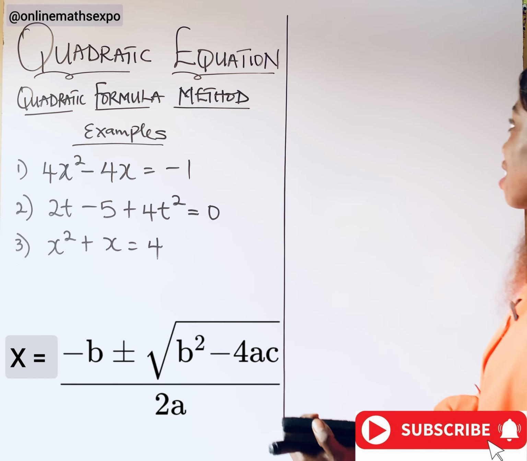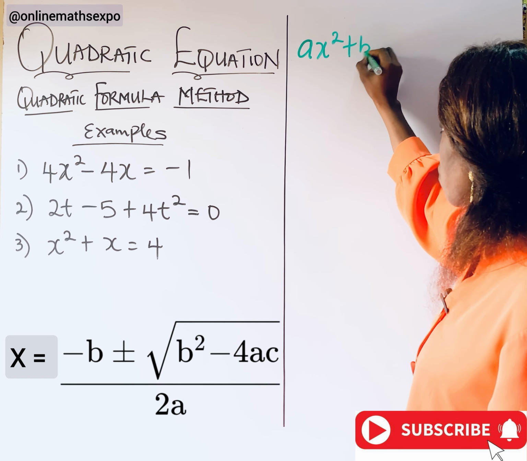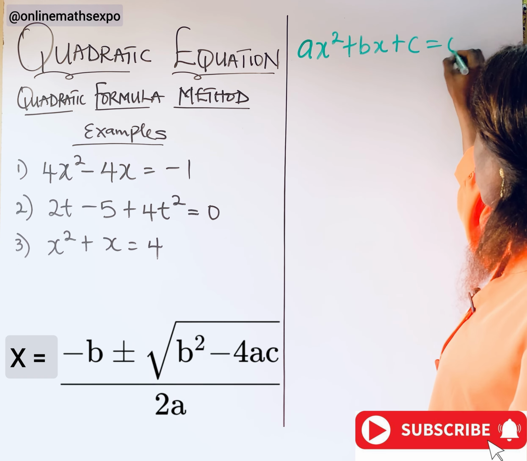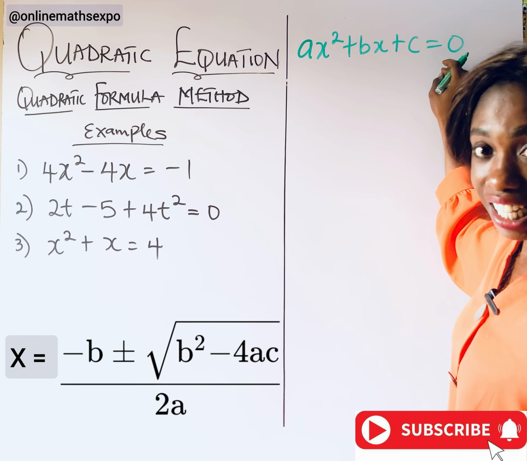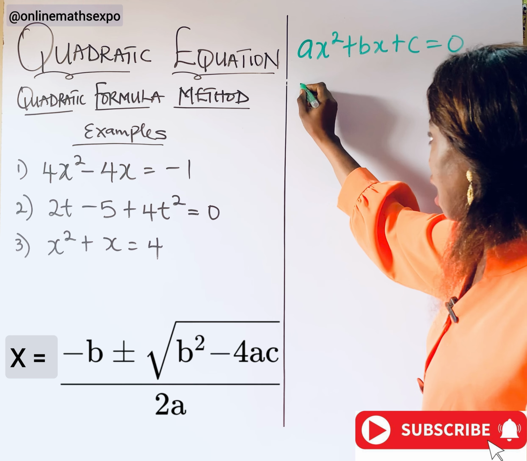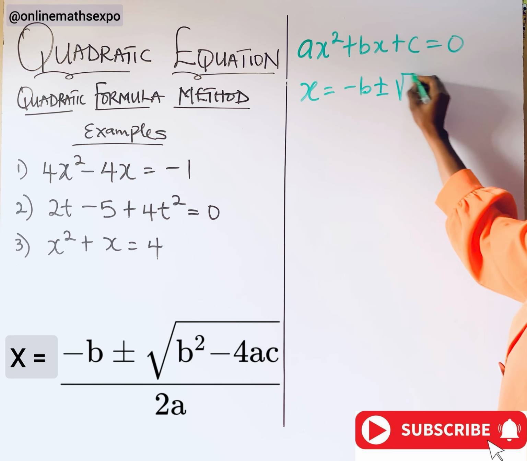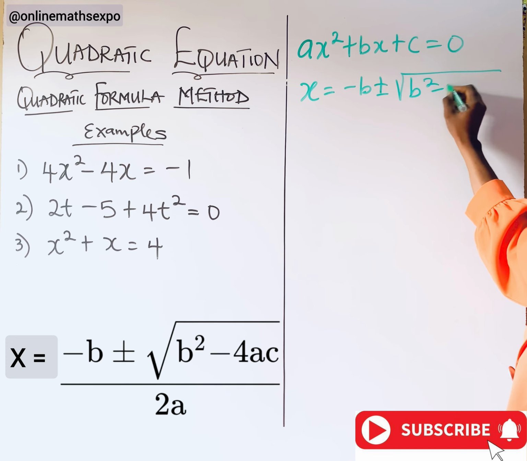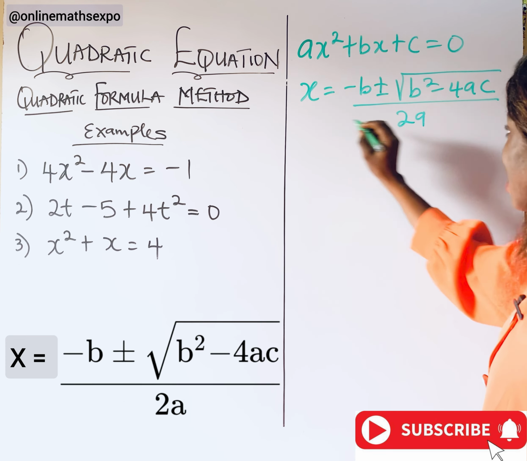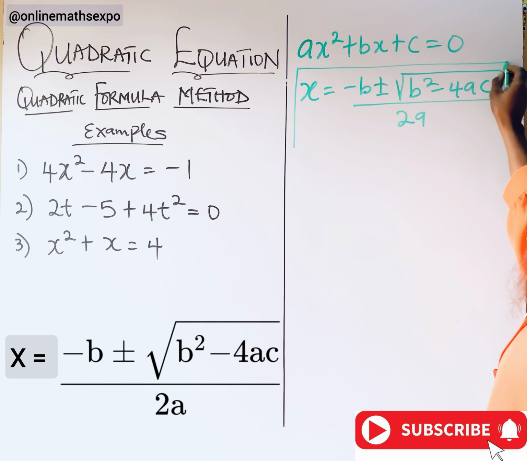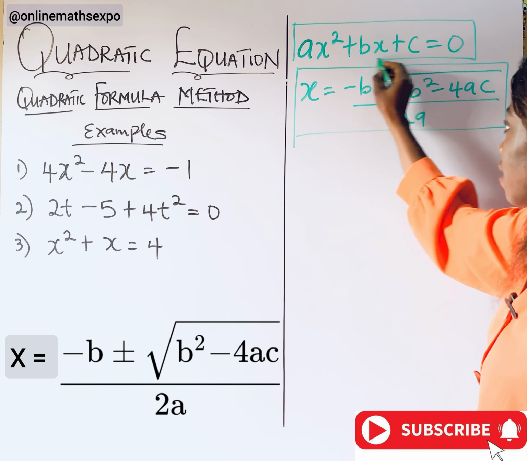Remember that the general quadratic equation is given as ax squared plus bx plus c equal to 0. It is only when the equation is in this form that you can talk about the formula: x is equal to negative b plus or minus square root of b squared minus 4ac, all over 2a. So this is your quadratic formula, okay? And this is your quadratic equation.